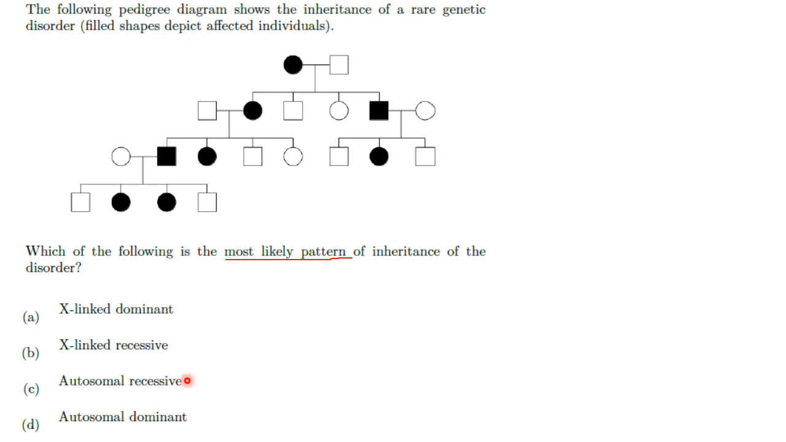Here both male and female are equally affected, so it cannot be autosomal recessive. Then all affected males have an affected mother. So this male is affected, mother is affected. This male is affected, mother is affected. Now here if you see, the male is affected and only the female child is getting affected by the disease, not the male child.